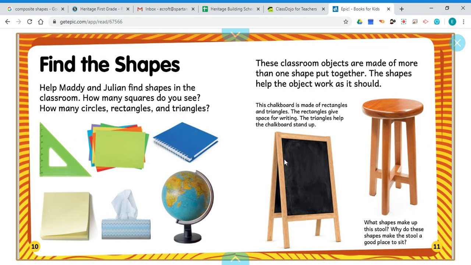The chalkboard is made of rectangles and triangles. The rectangles give the space for the writing, and the triangle shapes on the sides help the chalkboard to stand up. What shapes make up this stool? Well, I see a circle at the top, and I see rectangles for legs, and there are four of them, so that the stool is nice and sturdy.